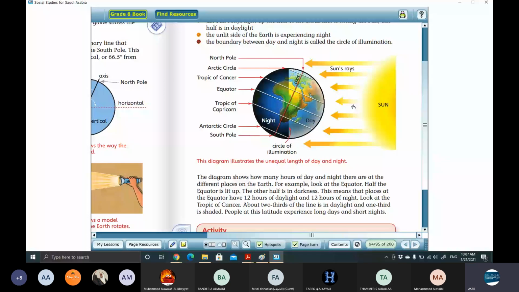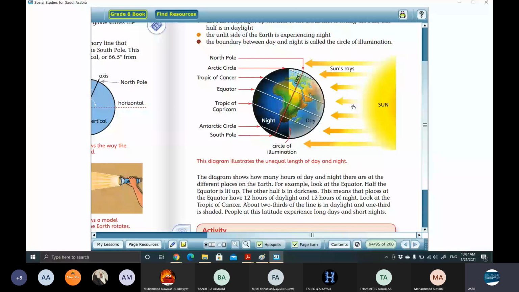Alright, this diagram illustrates the unequal length of day and night. Here we have some close distance to the sun, so the rays of the sun are short, and it gives us more heat in this place. This place will stay in the sun's rays for a longer time than that place, because there it's very close to the night and the rays are long in distance. Once the circle of illumination starts, this place will go directly into the shade, but this place here will take much longer before night comes to the day.